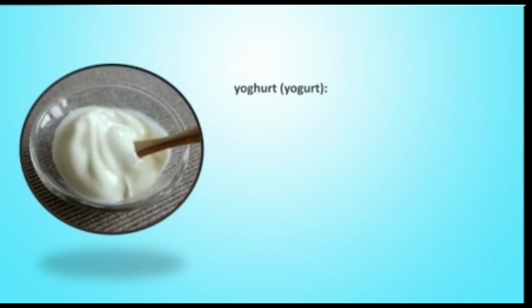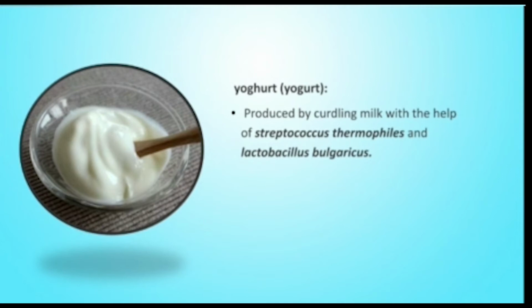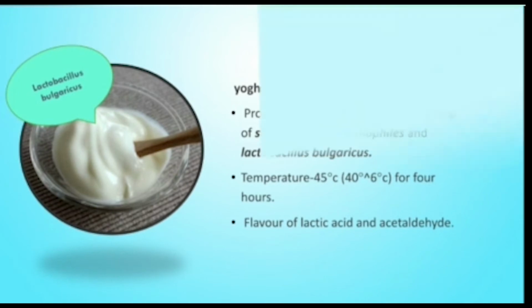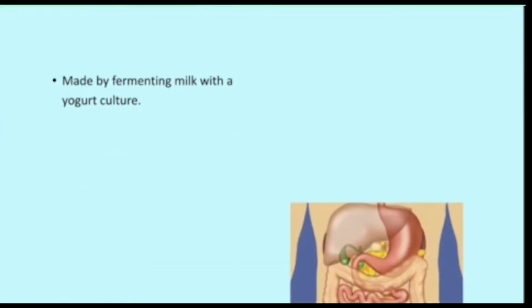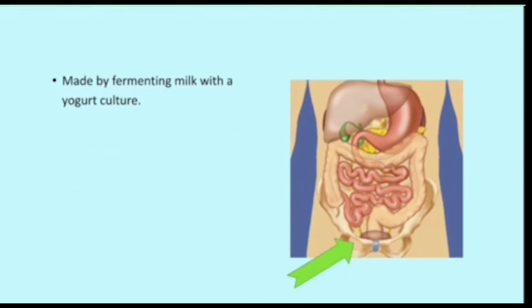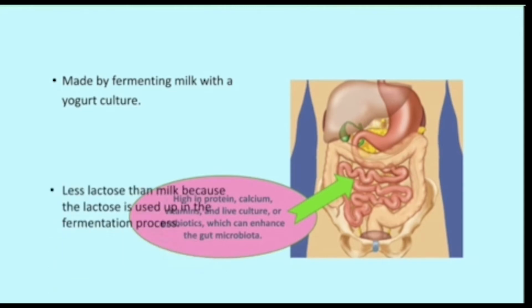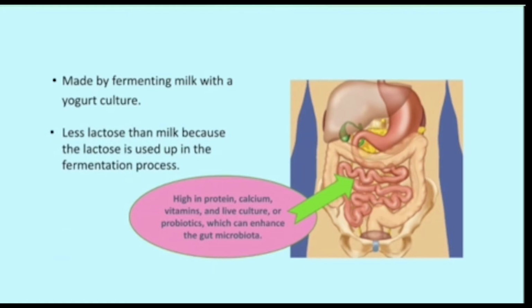Yogurt. Yogurt is produced by curdling milk with the help of Streptococcus thermophilus and Lactobacillus bulgaricus. Temperature 45 degrees Celsius for 4 hours. Flavor of lactic acid and acetaldehyde. Made by fermenting milk with a yogurt culture. High in protein, calcium, vitamins, and live culture or probiotics which can enhance the gut microbiota. Less lactose than milk because the lactose is used up in the fermentation process.